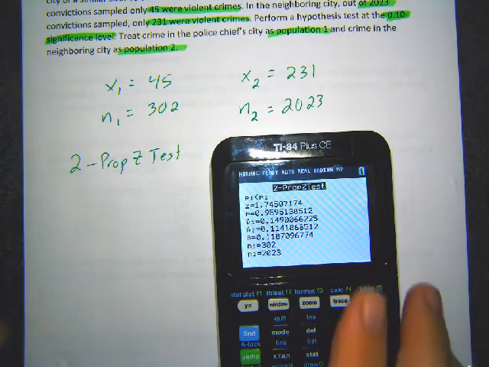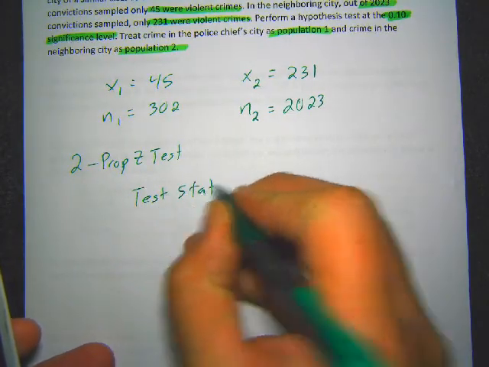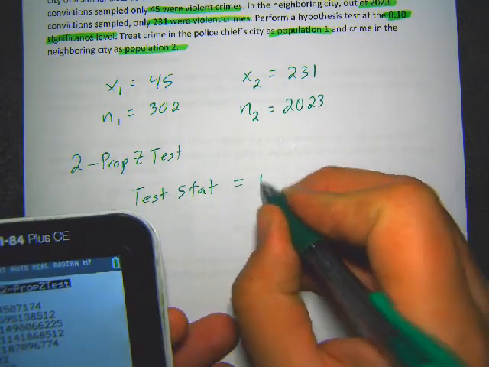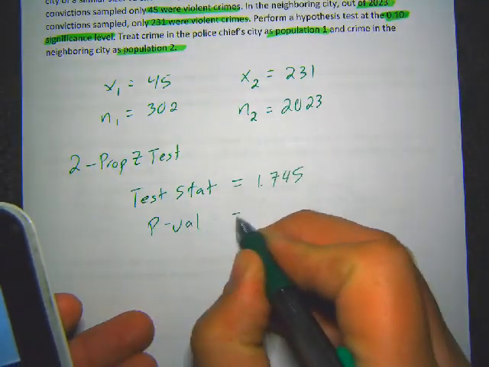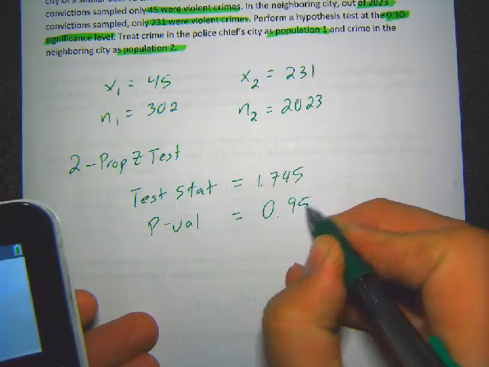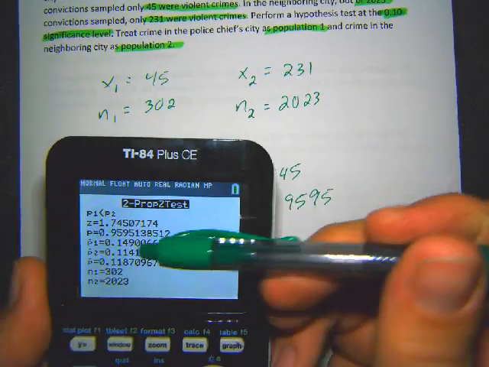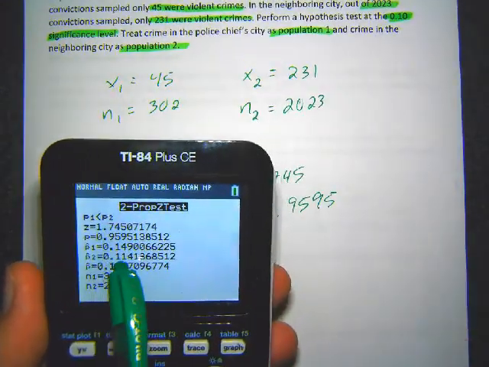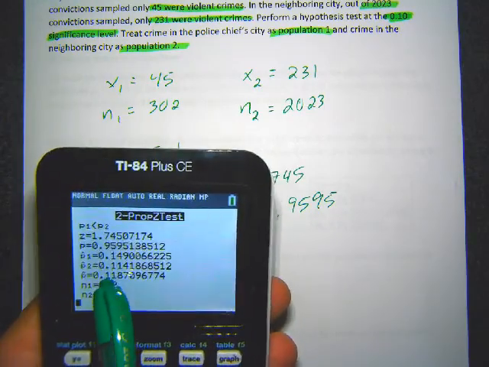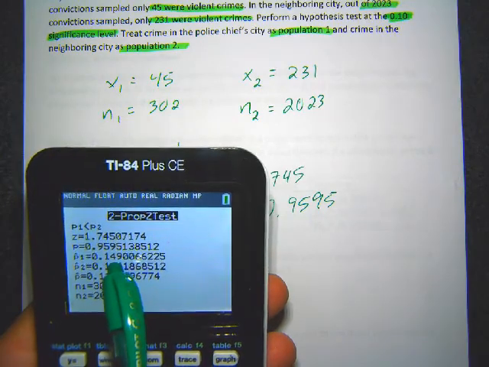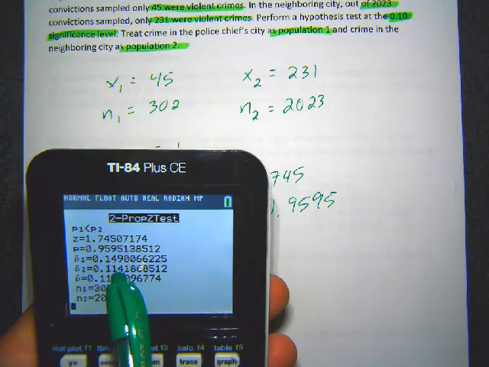It just gives us the test statistic, the z-score, which is 1.745 for this one. It gives us the p-value, which for this one is 0.9595. It's a pretty bad p-value. And then it gives you the other values. So you can see here that the first population has a 0.14, and the second one has 0.11. So actually, his sample data doesn't support him at all, right? Because he ended up with more violent crime in his city, 14%, versus their city was only 11%. So that's a bad sign for him.